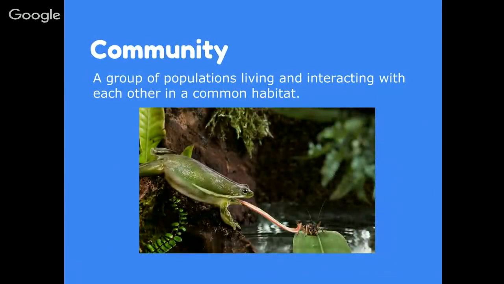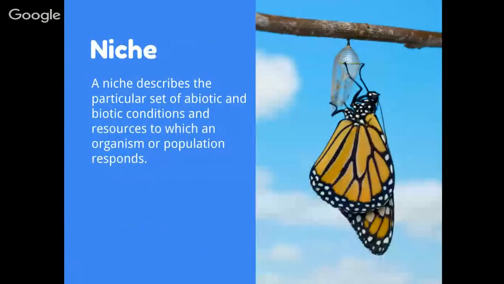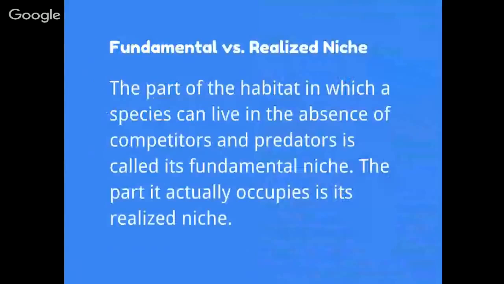A community is a group of populations living and interacting with each other in a common habitat. Now, generally, when we talk about a community, we're only talking about the biotic factors, so all the living things together. We'll talk about abiotic factors in just a second. Again, a niche is the particular set of abiotic and biotic conditions and resources to which an organism or population responds. An alternate way of saying that is the role a species is going to fill within its community or ecosystem.